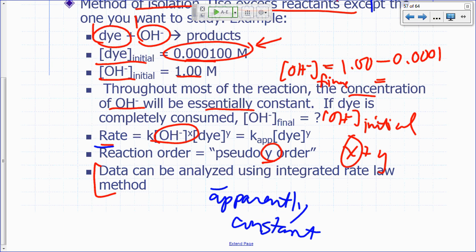And like I said, you can analyze the data here using the techniques we learned earlier. And that's why we looked at that first. We looked at the simple cases first because this is a trick that we can use to simplify rate laws, the things we look at in the lab, into simple rate laws that we talked about earlier. Okay?